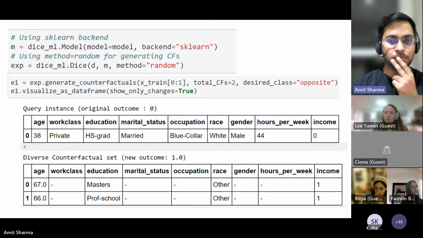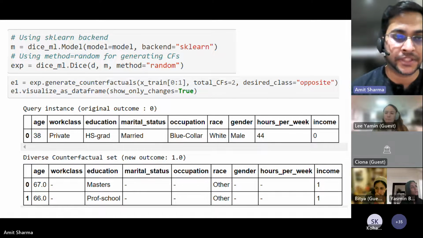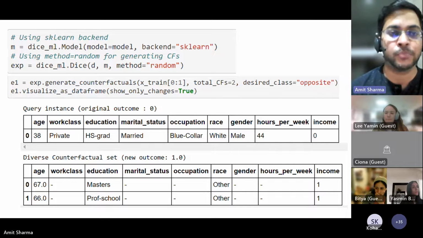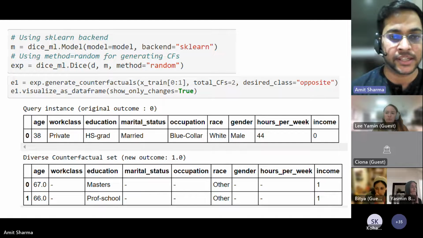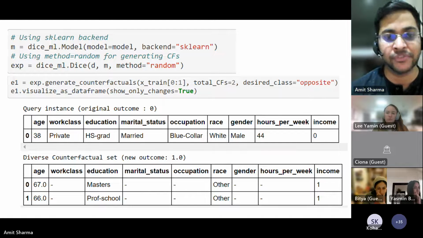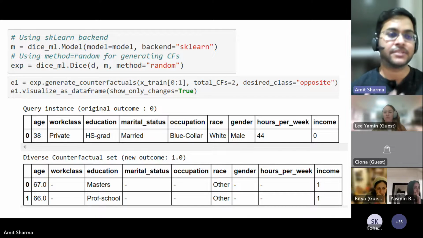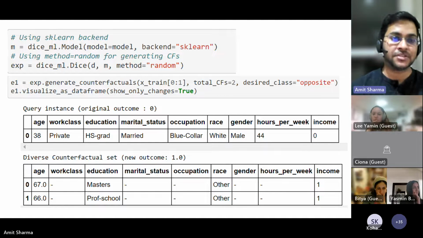So here, for example, I can say that I only want 2 counterfactuals. My desired class is opposite. And for the same data set, can you show me examples? And so that's what this model does. It again tells you things like maybe education and race matter, right? And so you can play with this a couple of times to try to understand what the model really is doing.